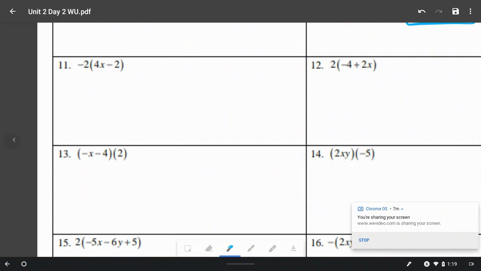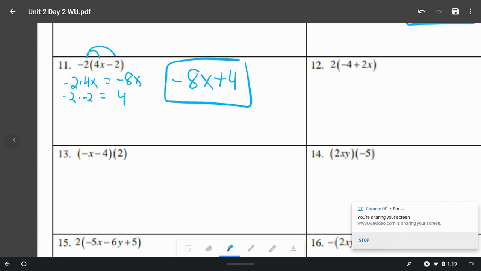All right, welcome back. Now let's see if we got the same answer. So we'd multiply that negative 2 times the 4x, then negative 2 times negative 2. So we get negative 8x for the first one, and a negative times a negative is a positive in my calculator. So in the end, that's negative 8x with a positive 4. And that's my final answer with my constant always written last and my variable written first.